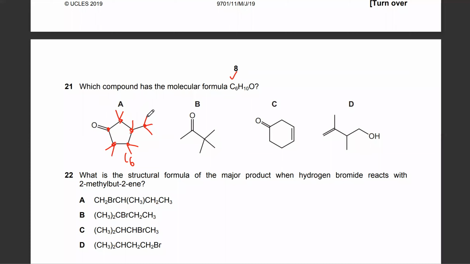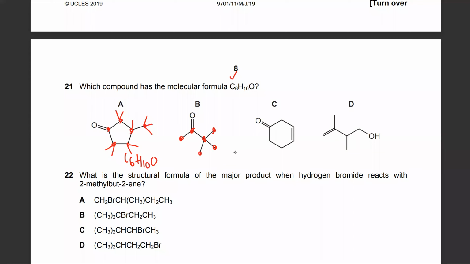So that's 1, 2, 3, 4, 5, 6, 7, 8, 9, and 10. So this, and there is 1 O as well. So I don't think there's anything wrong with this one. So option A looks to be correct. We can have a look at the other options. They're definitely wrong then. So that's 1, 2, 3.